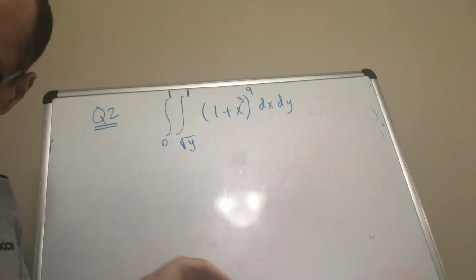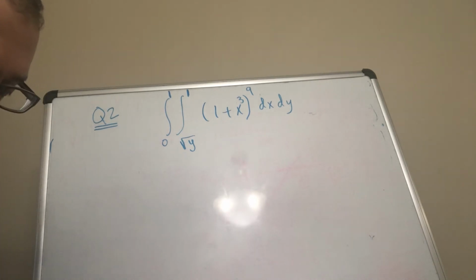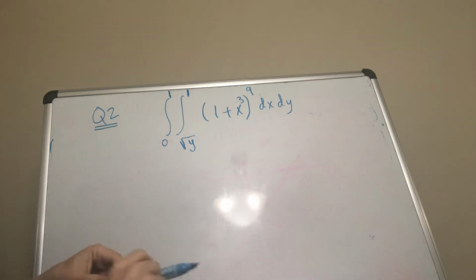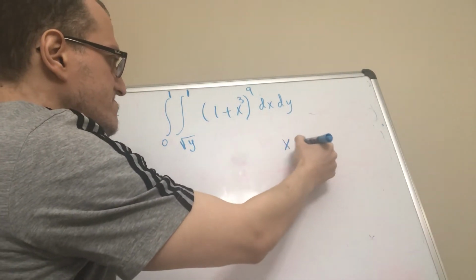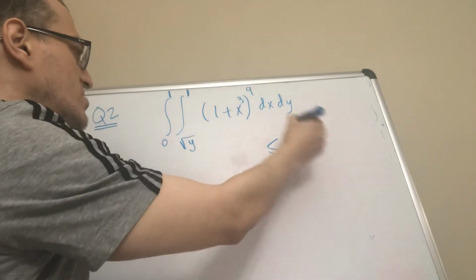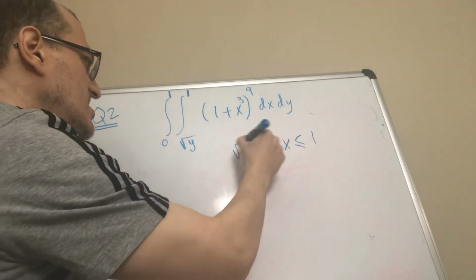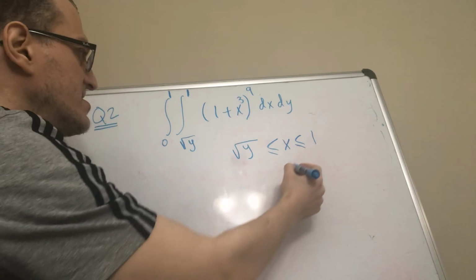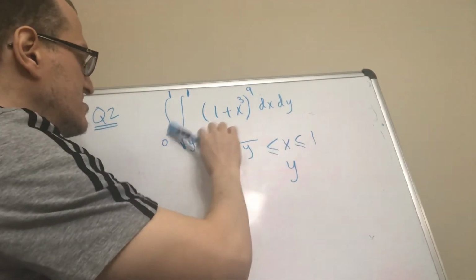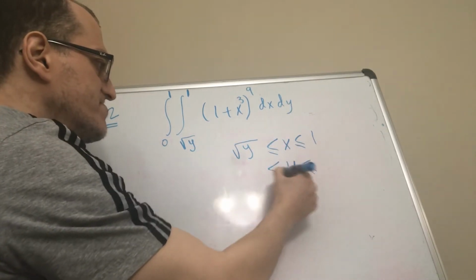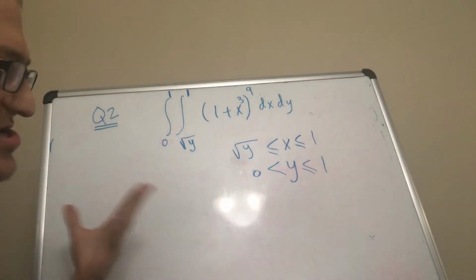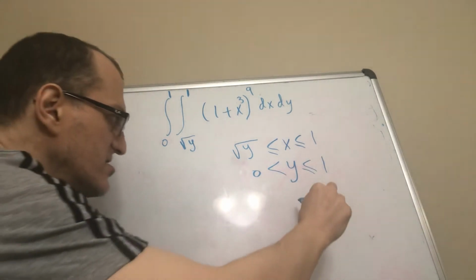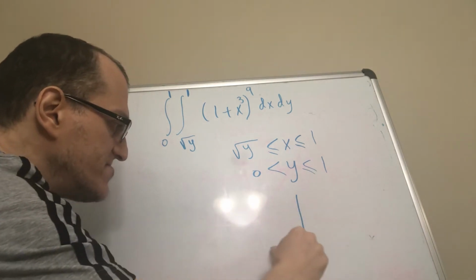But how do we switch double integrals? We know dx first, so x is between 1 and square root of y. And y is next, and it's between 0 and 1. So we really need to sketch this to know exactly what we have.